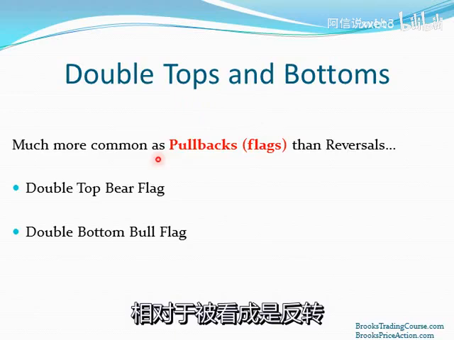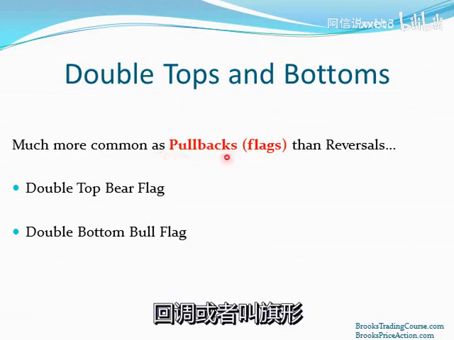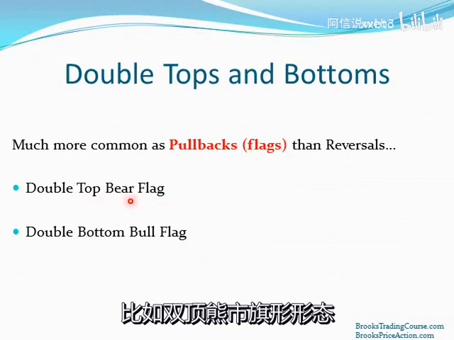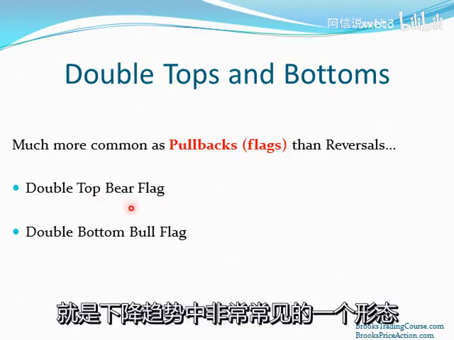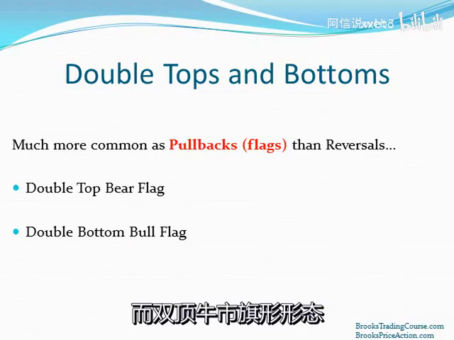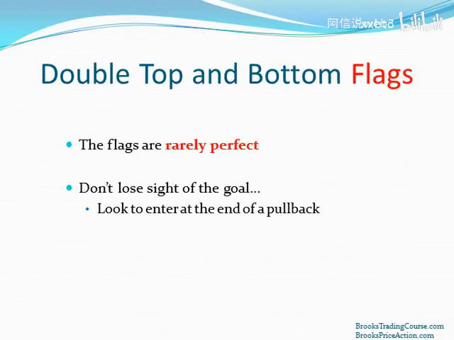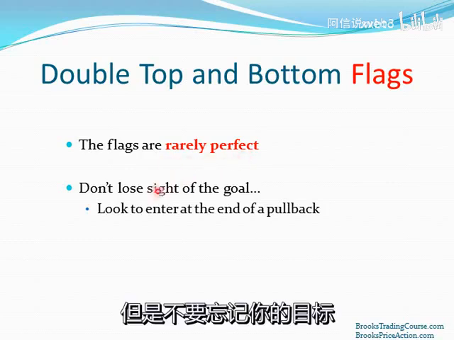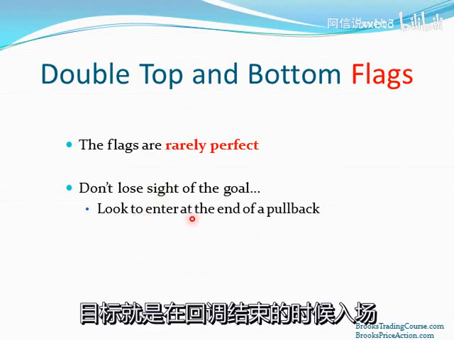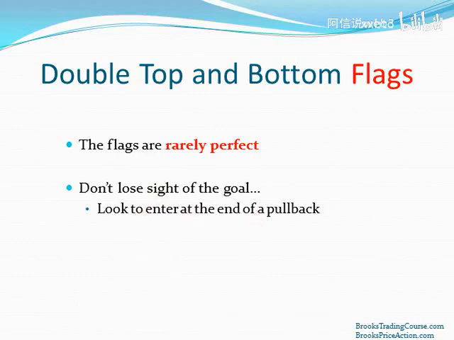Double tops and bottoms are much more common as flags, as pullbacks, than they are as reversals. For example, a double top bear flag is common in a bear trend. A double top bull flag is a common pattern in a bull trend. Flags are rarely perfect, but don't lose sight of the goal. You're looking to enter at the end of the pullback.